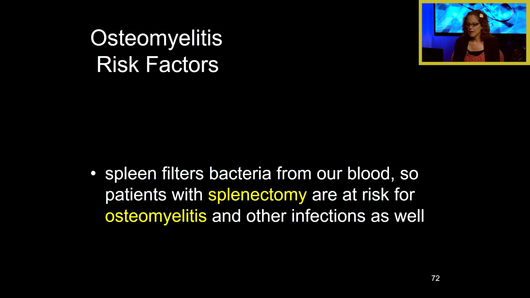Those who have had a splenectomy, that have had their spleen removed, are at a higher risk for osteomyelitis because the spleen actually helps filter bacteria from our blood. So if we don't have a spleen, then we don't have that organ doing its job to filter out that bacteria. Having a splenectomy can put us at risk for other infections as well.